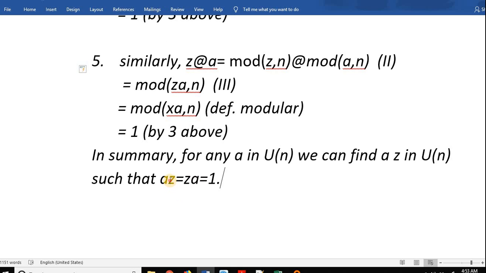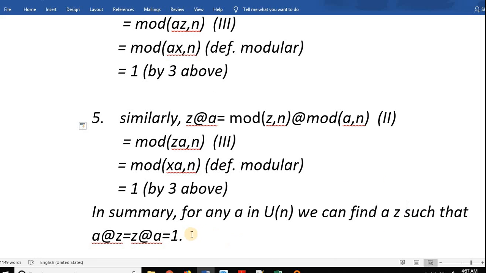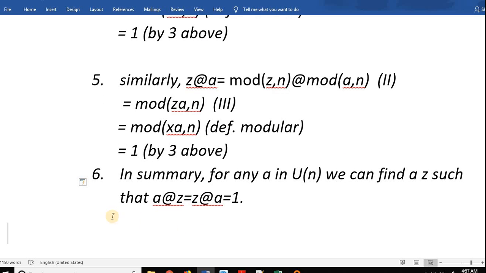Oh, and I should fix this up. That should be a at z, and this should be z at a. So far I haven't proven this, so let me take this out here. Okay. And I need to show that z is actually in U of n, so I'll put a 6 here, and then let's see how we can do that. Well, what does it mean that z at a is equal to 1? That means that z times a equals 1 plus kn.